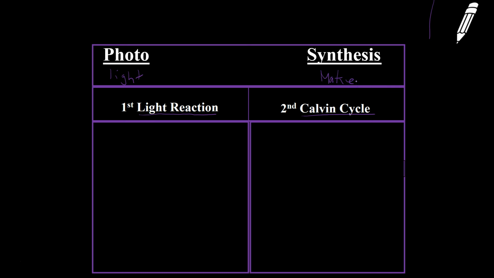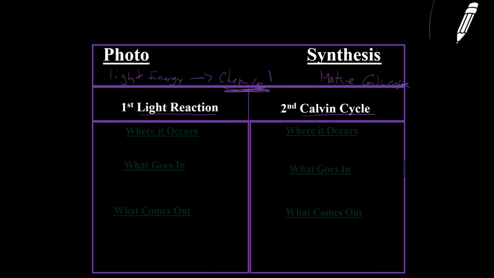So if we were to look at the big picture, in the first reaction, the light reaction, we're going to use sunlight and convert solar energy, or light energy. Go ahead and write that. Light energy, and we're going to convert that into chemical energy. And you guys will see what this looks like in a moment. In the second part, in the Calvin cycle, we're going to take that chemical energy and use that chemical energy to make glucose. So here's what this looks like.